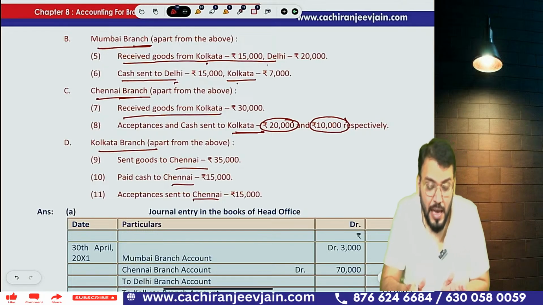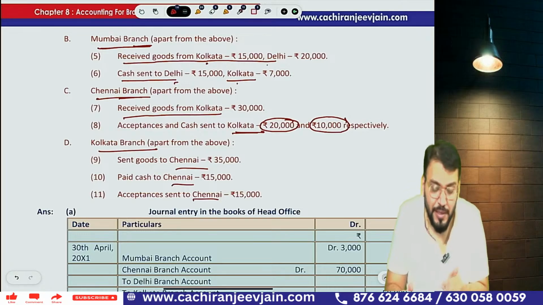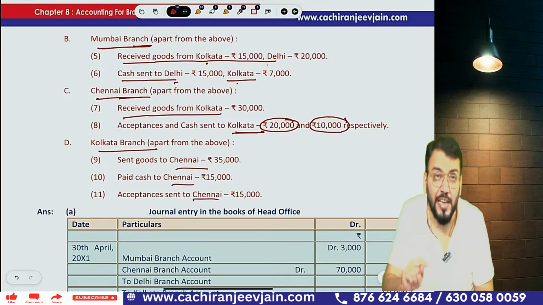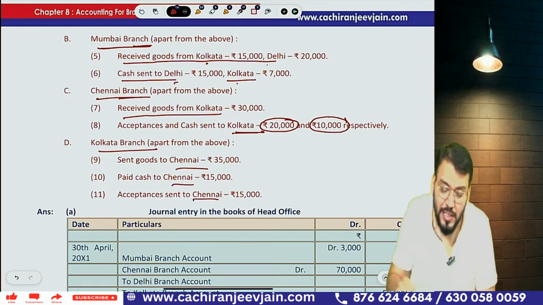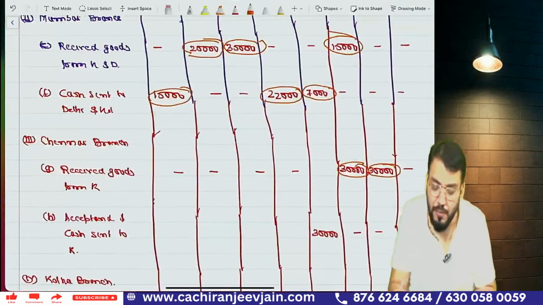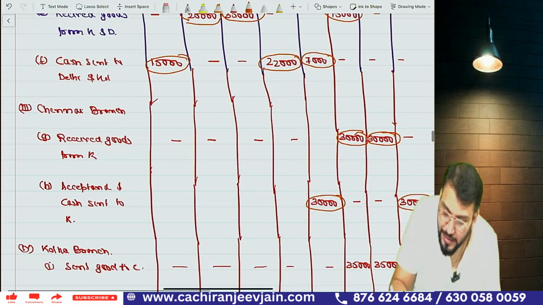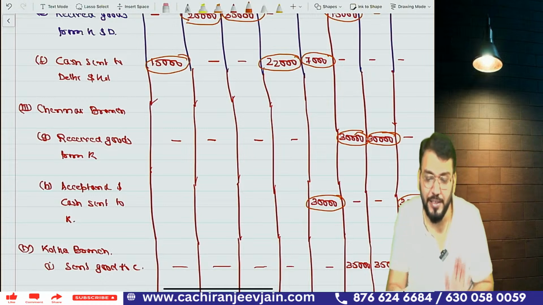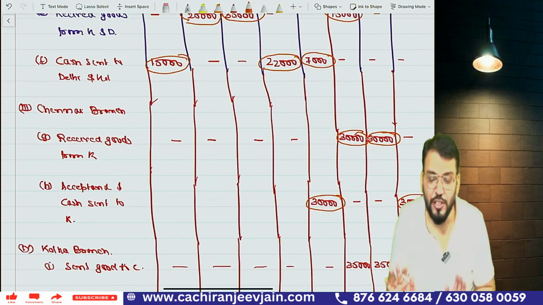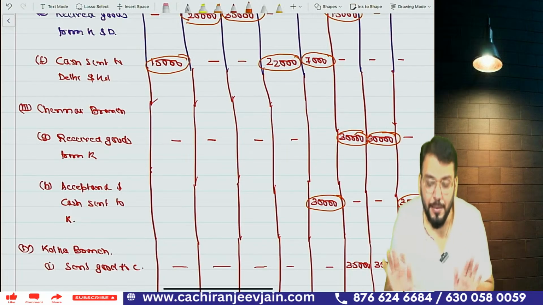So total amount sent is what? 20 plus 10. Who is receiving? Kolkata is receiving. Who has sent? Chennai has sent. So Chennai will be credited and Kolkata will be debited. You can see Kolkata has been debited and Chennai has been credited. This much understood? Have you understood this much?